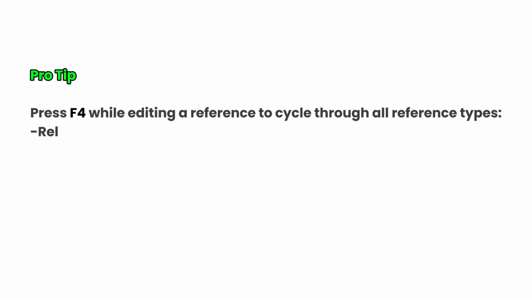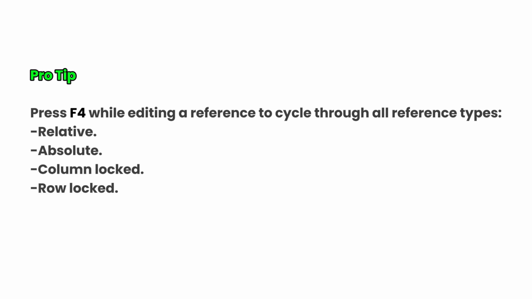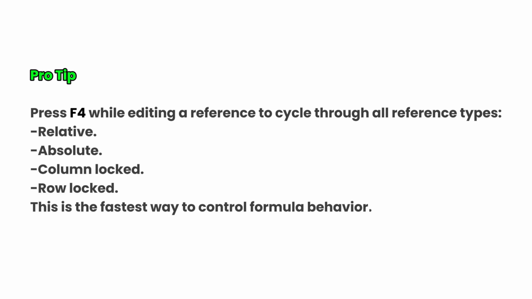Press F4 while editing a reference to cycle through all reference types: relative, absolute, column locked, row locked. This is the fastest way to control formula behavior.